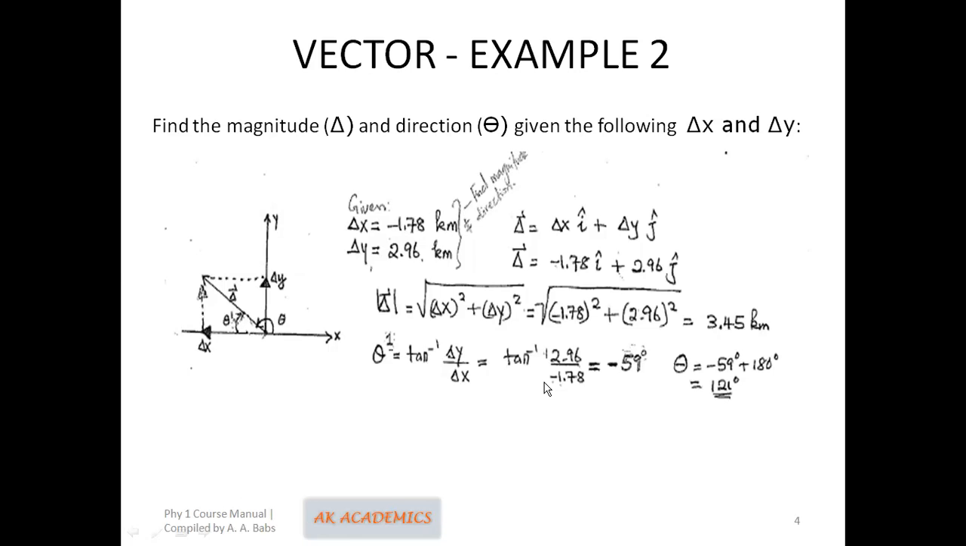If you have the time, I would like you to go and find out what tan minus 59 degrees is. Also find out what tan 121 degrees is. You will pretty much discover that they will be the same.